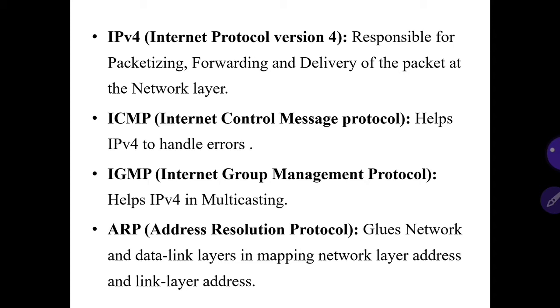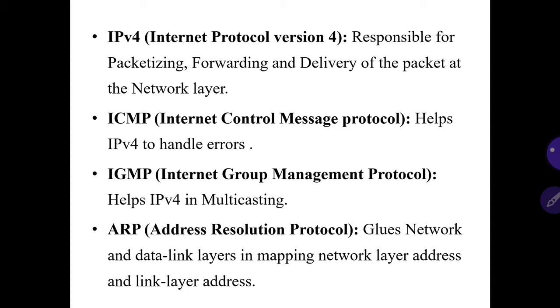The ICMP is the Internet Control Message Protocol. To handle errors, IPv4 uses it to send notifications back to the sender about the problems or errors that occurred during transmission. IGMP, the Internet Group Management Protocol, helps IPv4 in multicasting. When multiple users are there, a common message, a broadcast message, is sent by using IGMP.